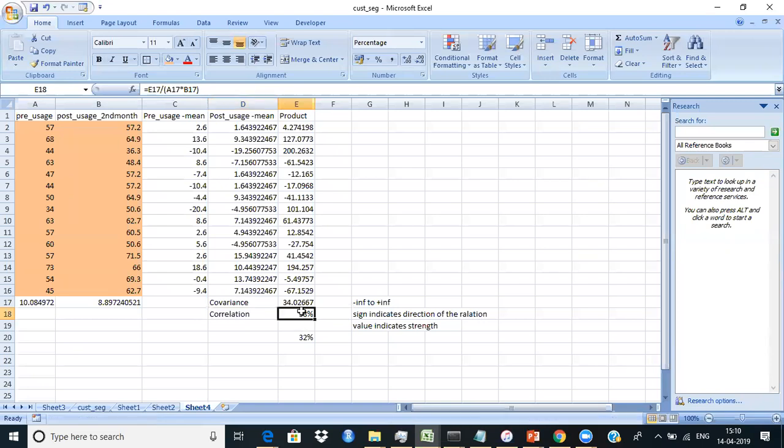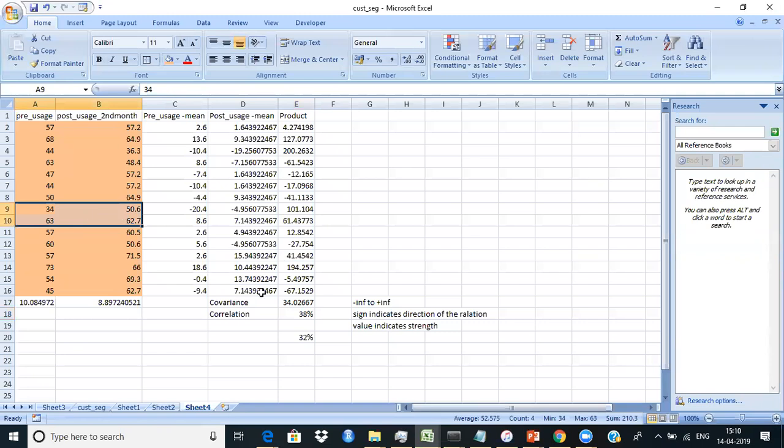Okay, now you have got the correlation. So this is the correlation metric, right? The higher the correlation, the more is the strength of the relationship. The value gives me the strength, the sign tells me the direction. So based on this, these two variables are positively correlated, which means if a person was spending more pre the campaign, he is also spending more post the campaign.